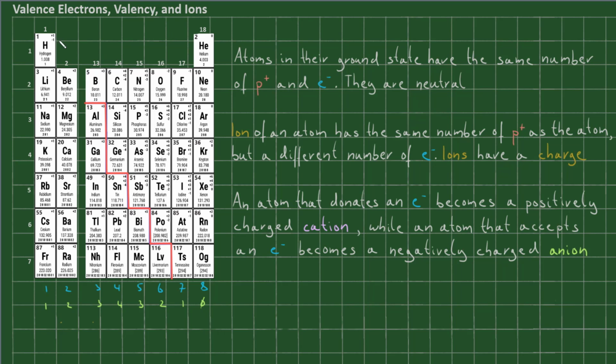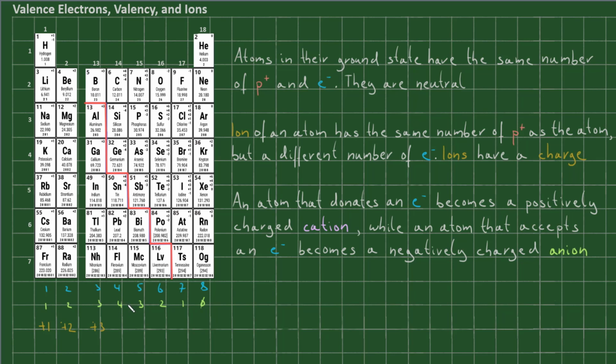It turns out that all of the elements in group 1 will end up with a positive 1 charge. All of the elements in group 2 will end up with a positive 2 charge. All of the ones in group 13 will end up with a positive 3 charge. What about group 14? Well, I'm going to skip this one for now. Group 14 is a bit tricky.